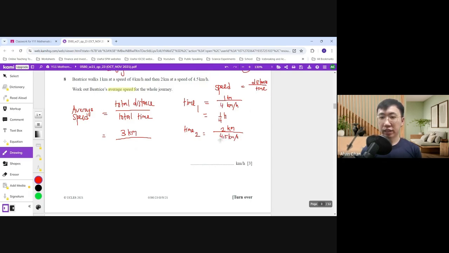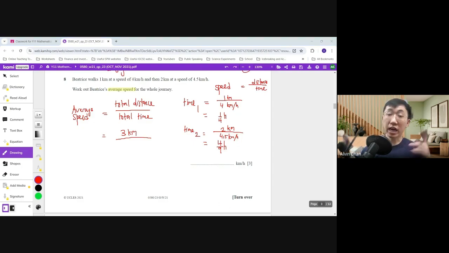Can you use the calculator and solve for time number 2? You will see your calculator showing 0.444444, and you're going to press the fraction button to get 4/9. So leave the answer in fraction. It's okay. Put hour, because your unit is in hour for time.